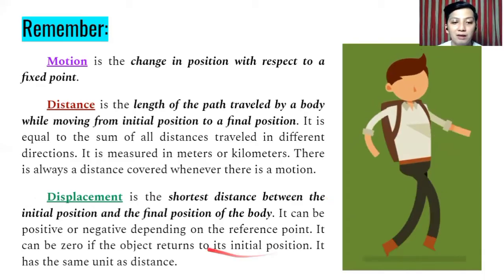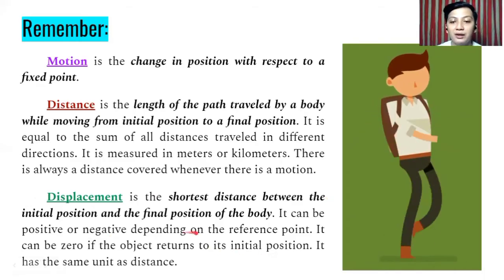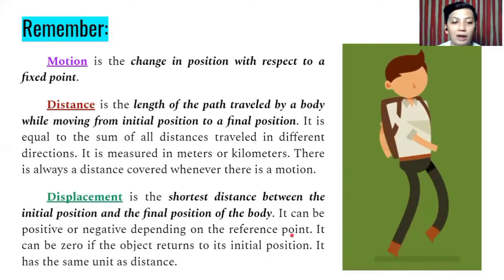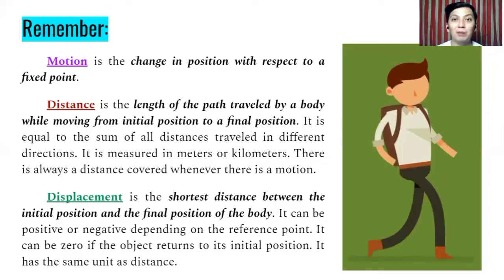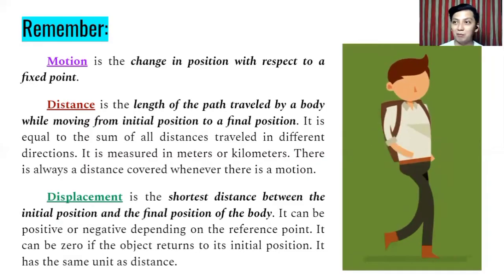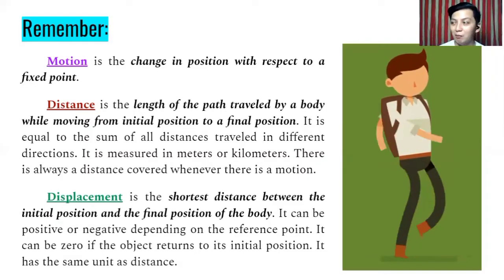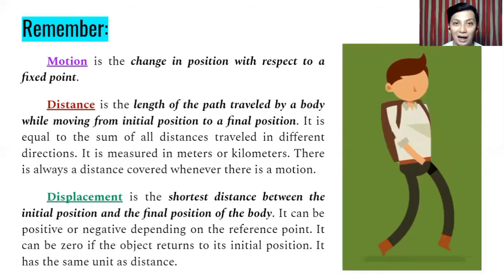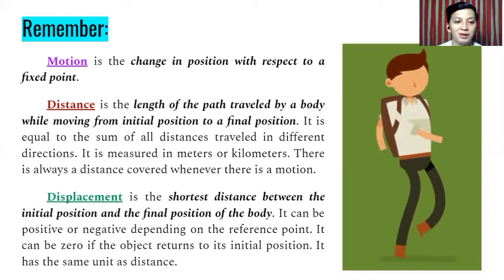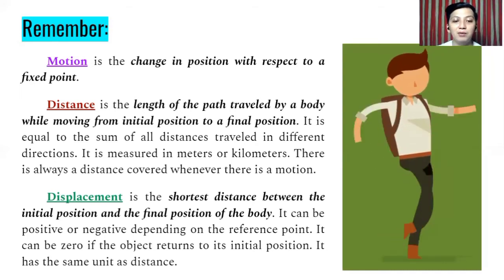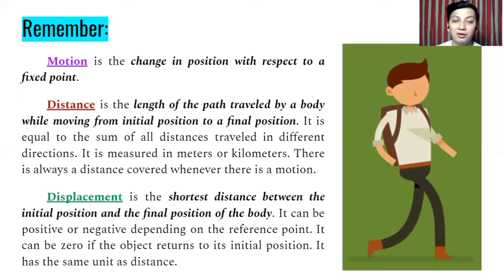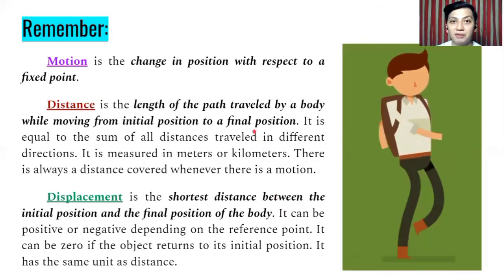It can be positive or negative depending on the reference point o kung saan ka nagsimula. It can be zero if the object returns to its initial position. Kumbaga, bumalik. Okay, for example, galing kang bahay, pumunta ka na school, then bumalik ka ulit ng bahay. So it depends. It can be zero. So it has the same unit as distance. Pwede rin siyang meters, centimeters, kilometers. Okay?